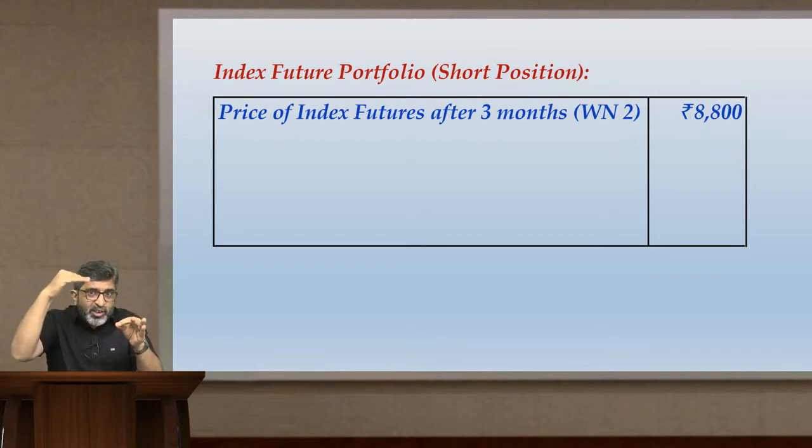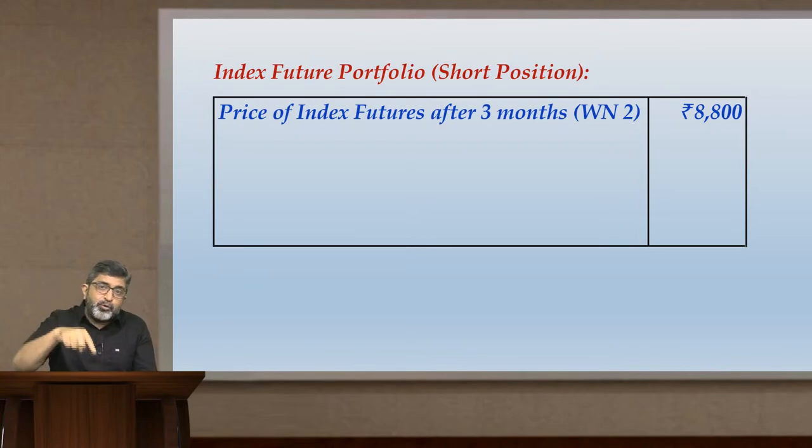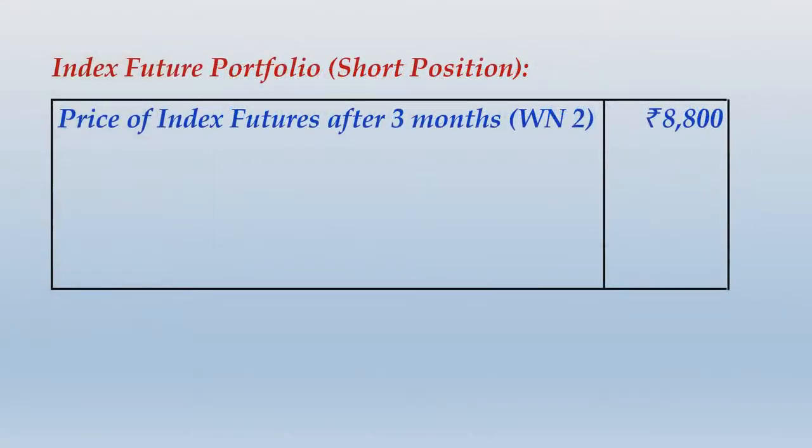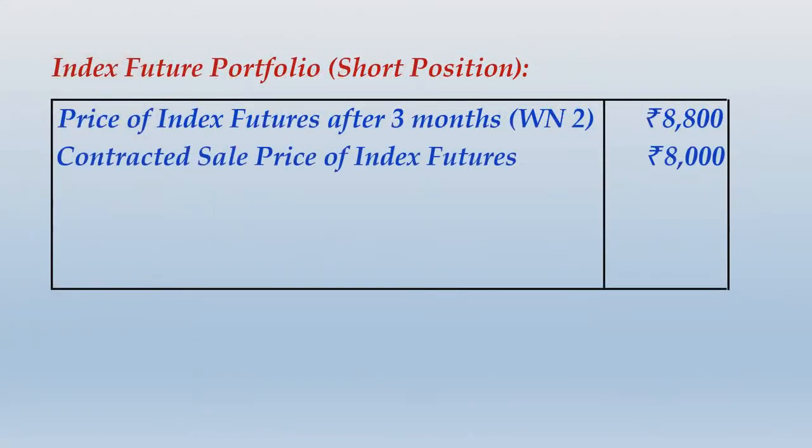So increase in share price divided by beta will give you the percentage increase in index future. So 12% divided by 1.2 would give you 10%. That is the 10% increase in the price of the index future. The price of the index future when you contracted was 8,000. If it is a 10% increase, obviously it will be 8,800. So let us continue working ahead.